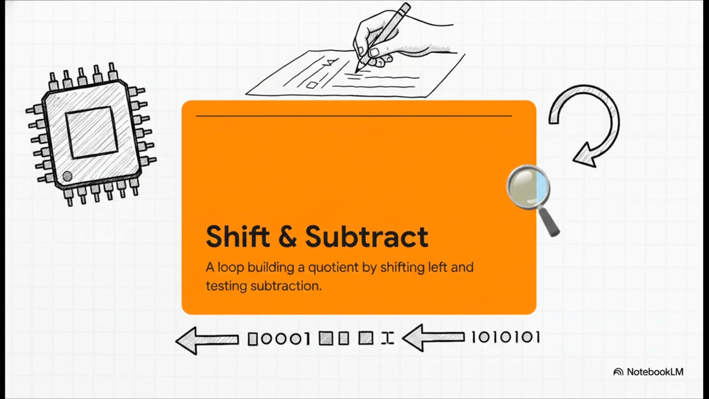It's a simple, continuous loop that we're going to run through exactly 8 times. The processor gradually builds the final answer, the quotient, by pushing the number we are dividing to the left and repeatedly asking one single simple question: can I subtract the divisor right now?